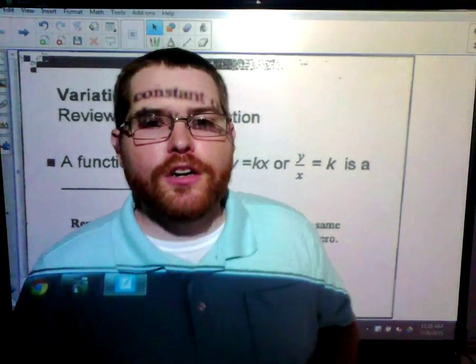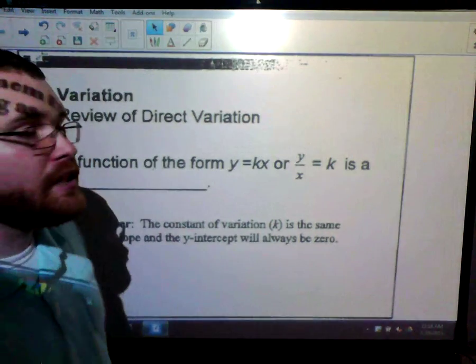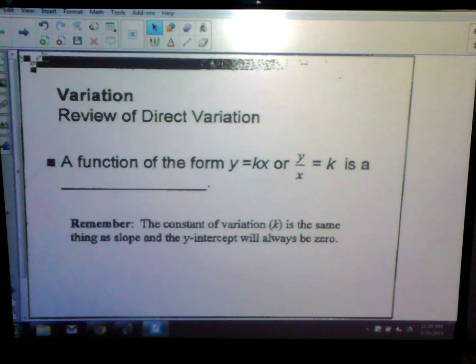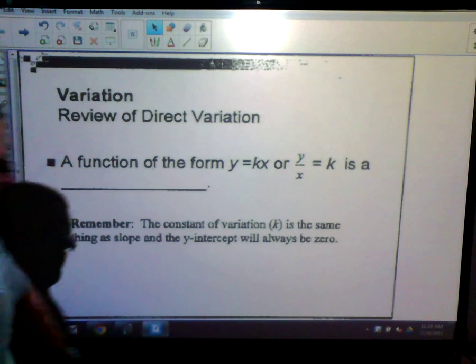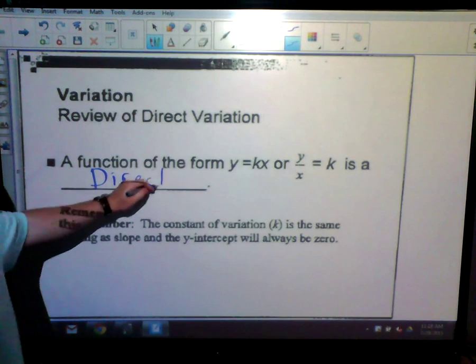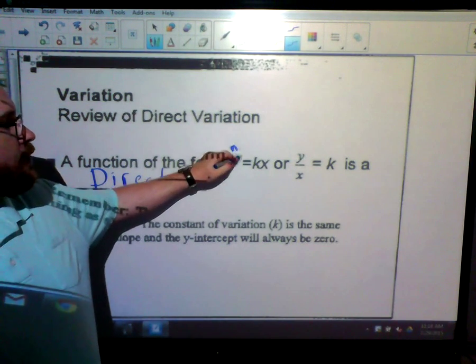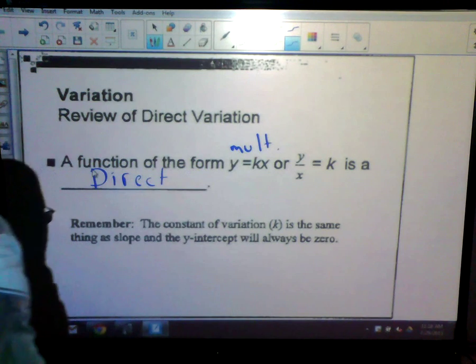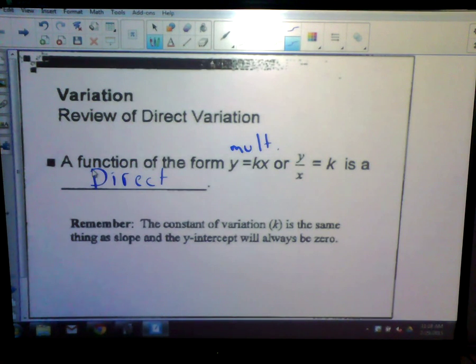Hey everyone, we're going to talk about variation. Today specifically we're going to talk about inverse variation. But let's review. Direct variation is y equals kx. So direct variation is multiplication. That's what we did earlier in the year. Remember, the k will always be the same thing as slope. So direct variation is multiplication.